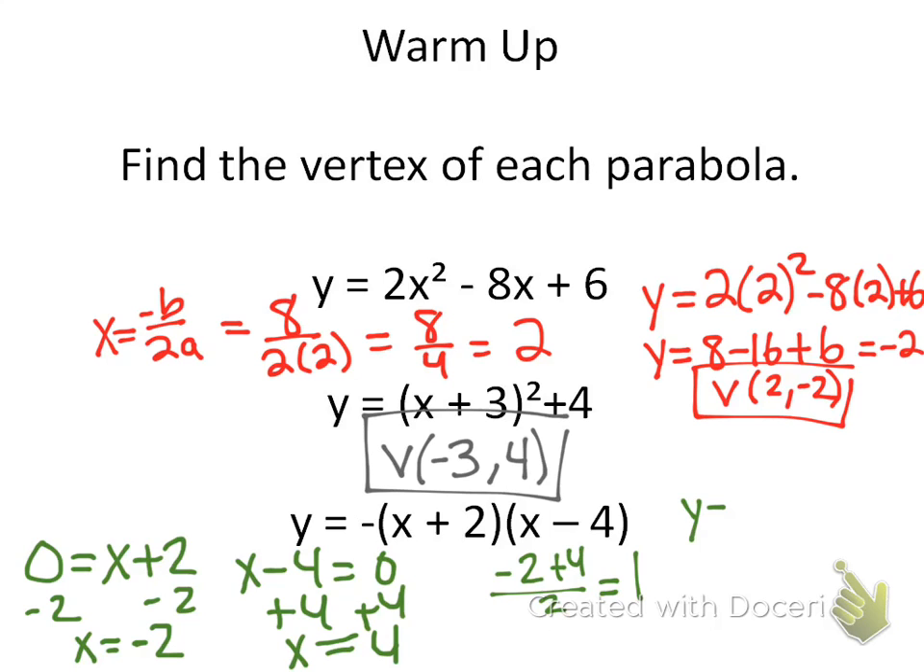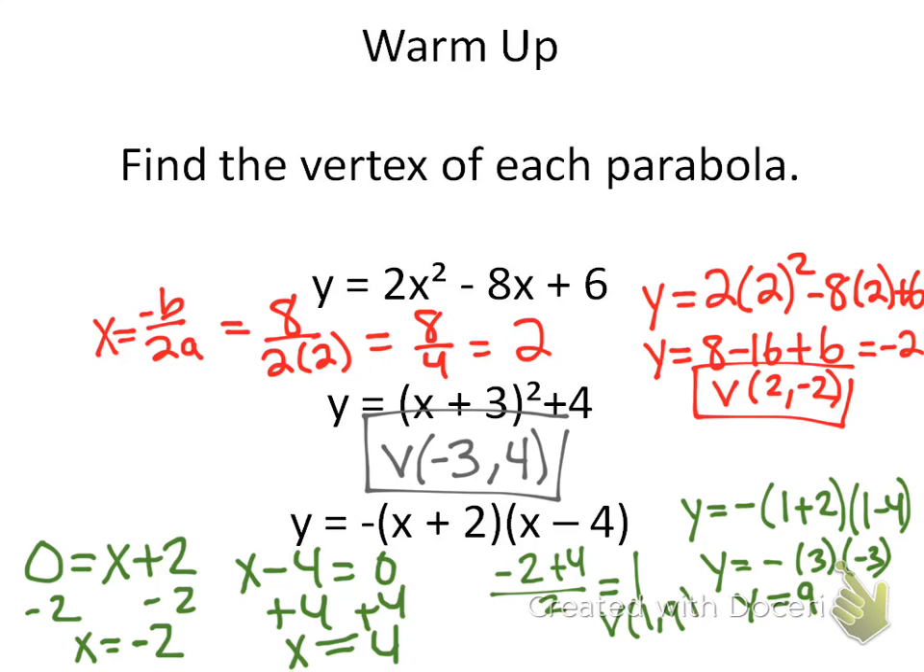To find the y value, you just plug it back in. So that'll be negative 3 times negative 3, which is positive 9. So the vertex here is at 1, 9. I'll rewrite it so you can actually see it. All right, what are your questions on this?